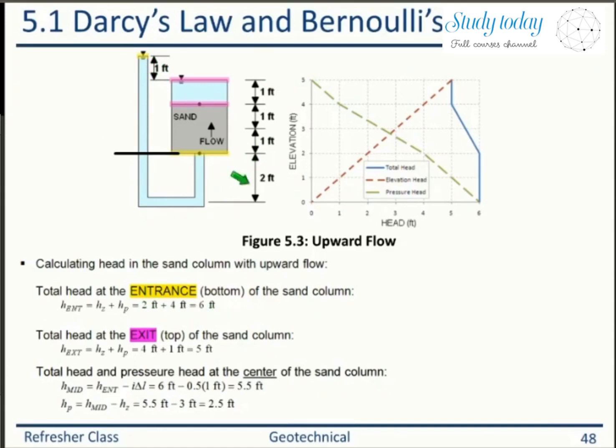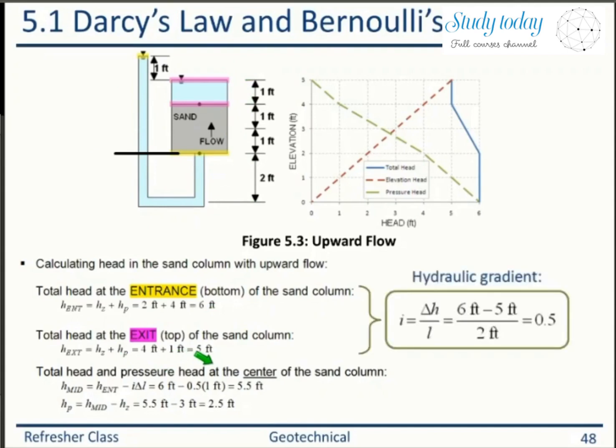At the top, your elevation head is 4, pressure head is 1. Therefore, the total head at the top is 4 plus 1, 5. So hydraulic gradient I is 6 minus 5, and this distance is 2, so divided by 2 will give you 0.5. Now, look at the side here.